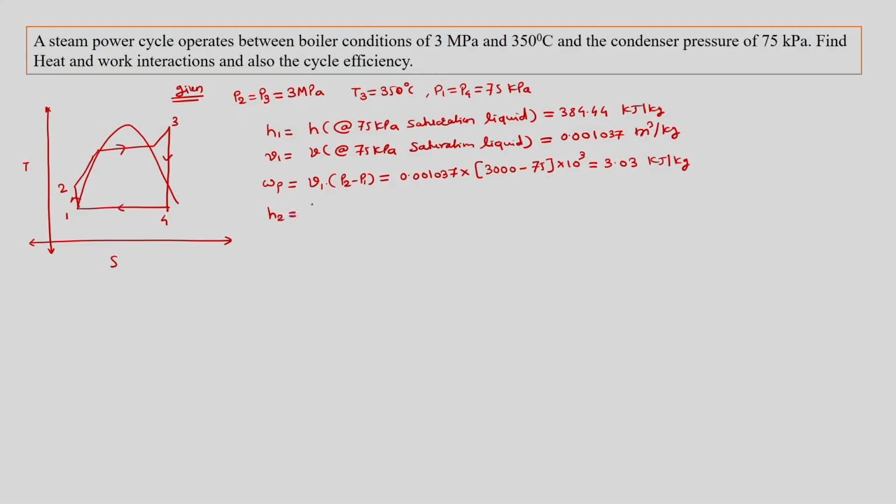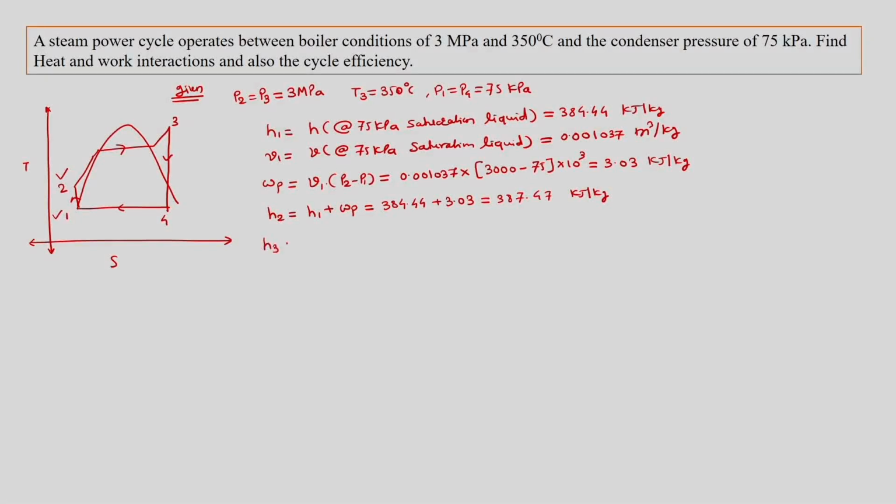Hence we can find out H2. H2 is equal to H1 plus pump work. So H1 is 384.44 plus 3.03, and this gives us H2 as 387.47 kilojoule per kg. So we know now state 1 and state 2. So now we need to find out state 3.